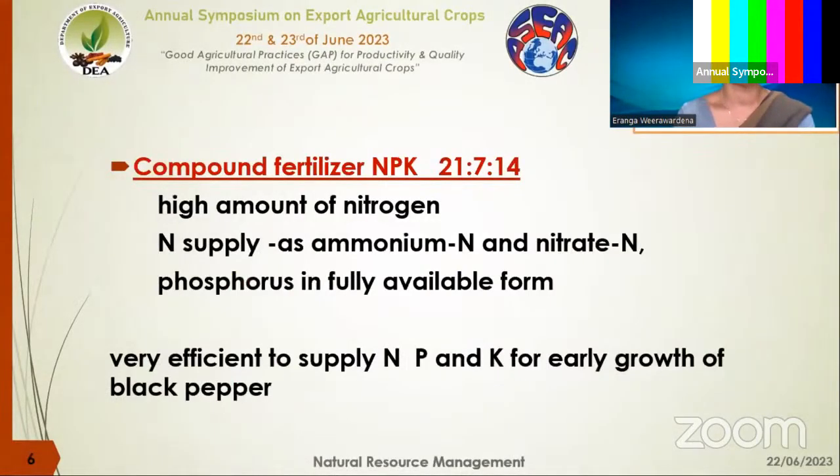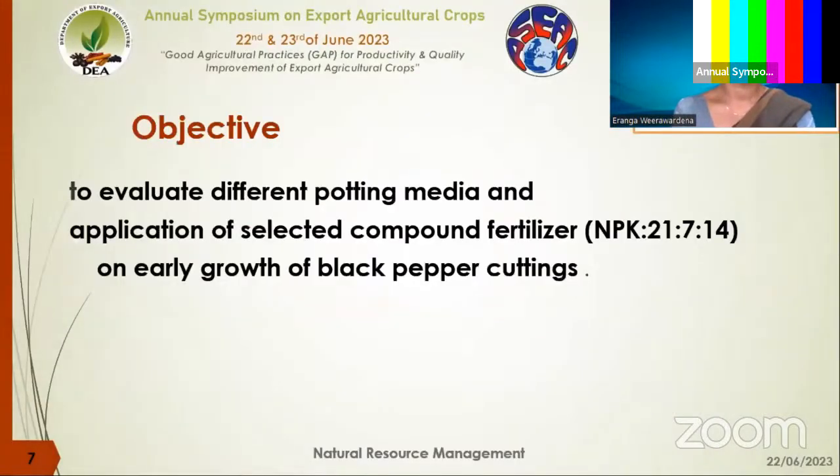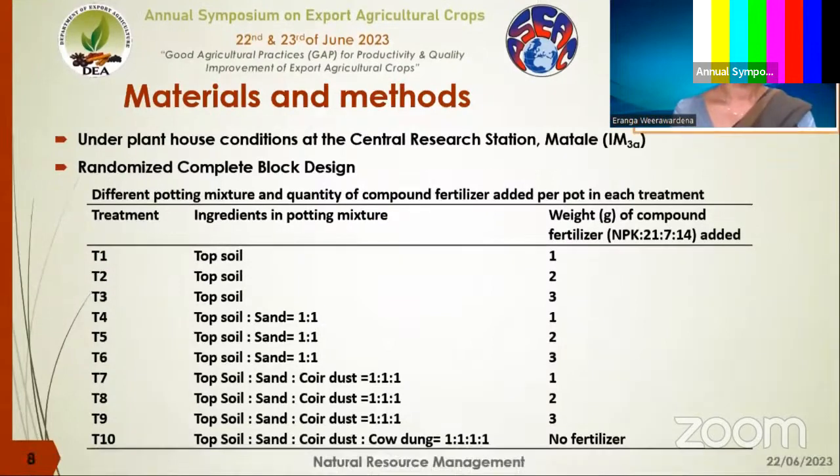The selected compound fertilizer, NPK ratio 2:1:7:14, is a very popular nitrate fertilizer which is used to enhance the growth of the vegetative phase of many crops. It supplies nitrogen both as ammonium nitrogen and nitrate nitrogen, and phosphorus is also in fully available form. So this compound fertilizer may supply NPK for early growth of black pepper. So the objective of my study was to evaluate different potting media and application of the selected compound fertilizer on early growth of black pepper cuttings. Let's move on to materials and methods.